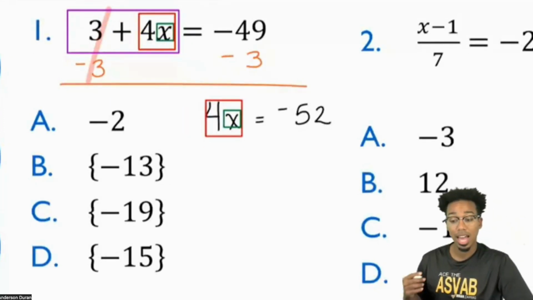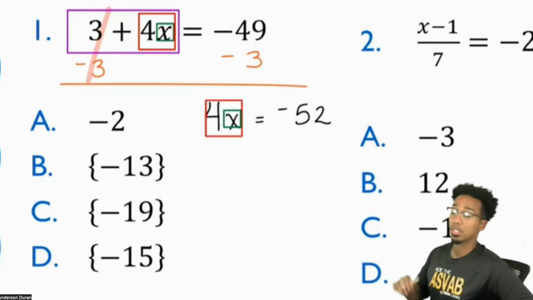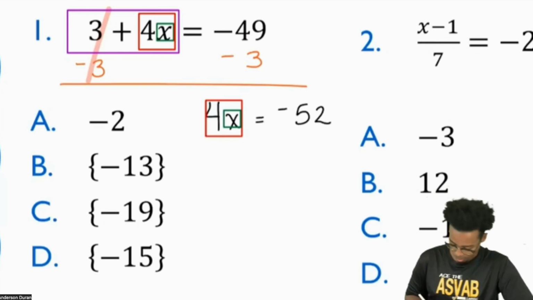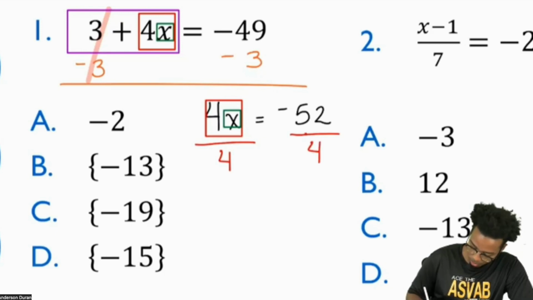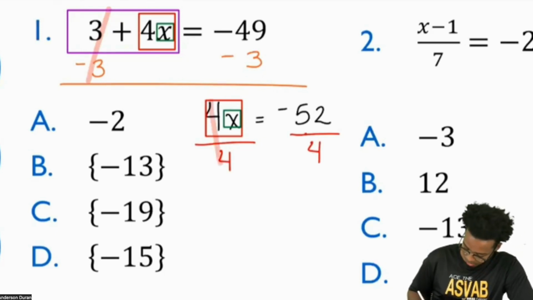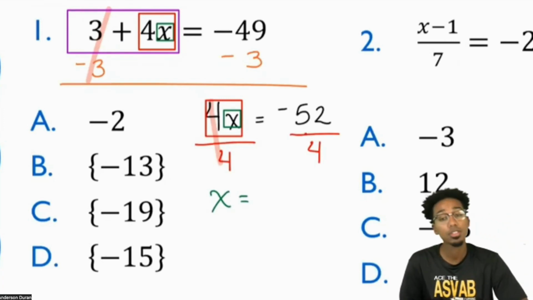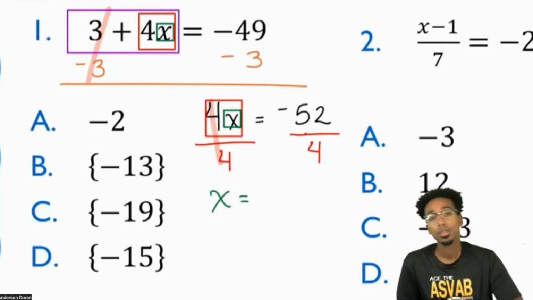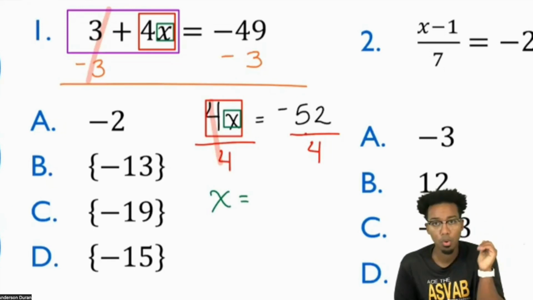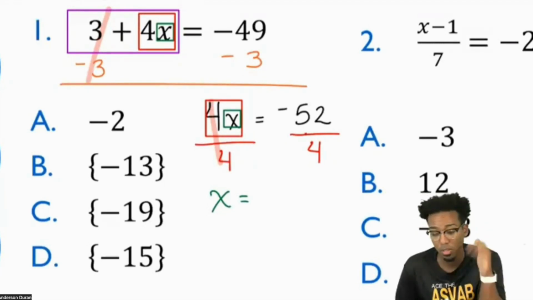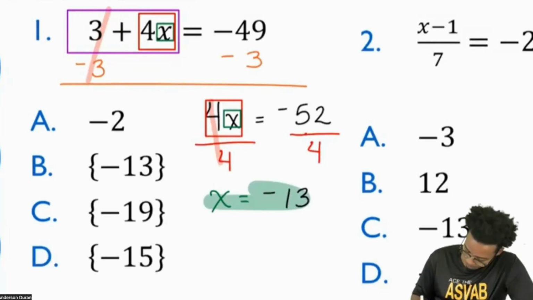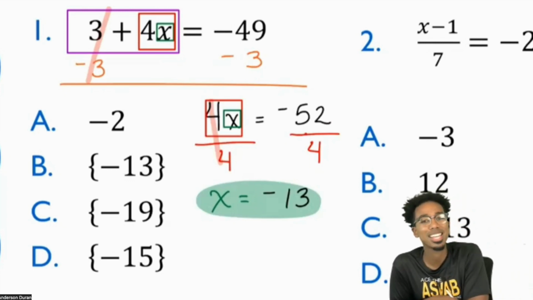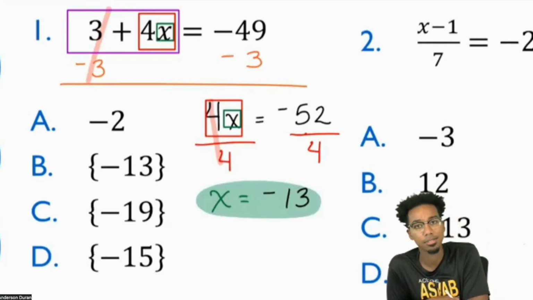Booyah. The last step we'll take is understanding that we have to do the opposite of multiplying by 4, which is dividing by 4 on both sides. And so, booyah, there we go. Divide by 4, divide by 4. Then we're left with x equals negative 52 divided by 4. And if you didn't know, well, 10 times 4 is 40, 11 times 4 is 44, 12 times 4 is 48, 13 times 4 is 52. So the answer will be negative 13. And again, we got negative 52 because negative 49 minus 3 is negative 52.